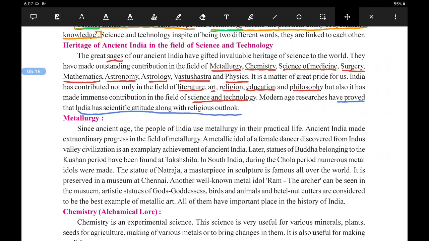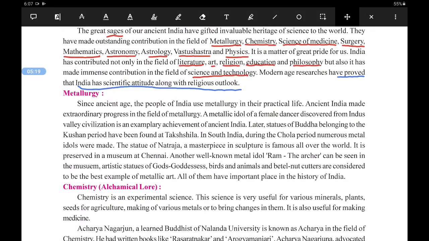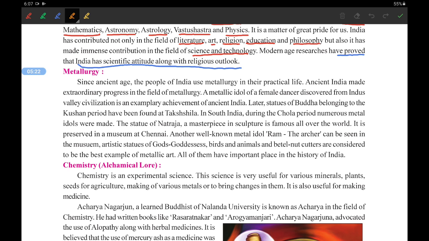The first science that we are going to study is metallurgy. Metallurgy means science of metal. Since the ancient age, the people of India used metallurgy in their practical life. We have seen that in the previous chapters also. In the old and ancient towns of Harappan civilization also, we found metals. So metallurgy was a subject that was specialized by the Indians in ancient times. Ancient India made extraordinary progress in the field of metallurgy.